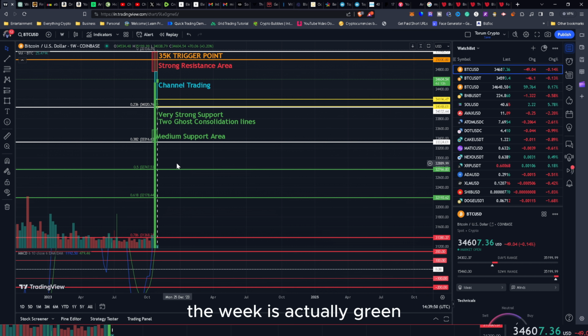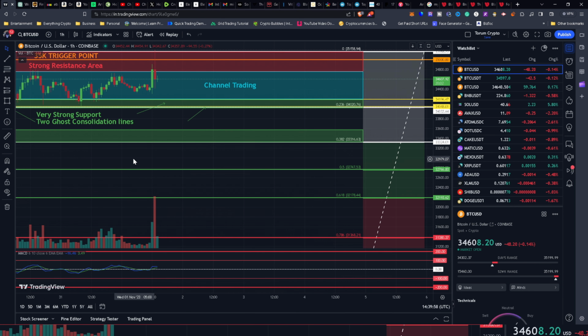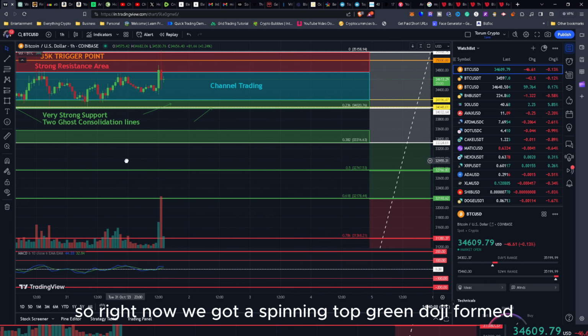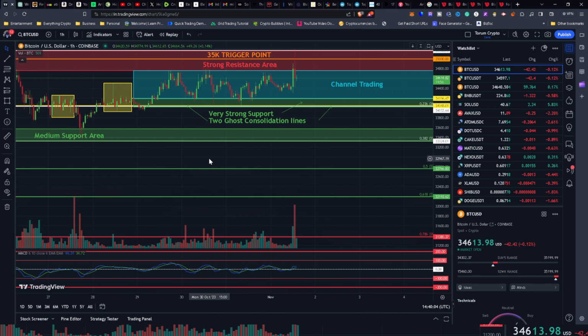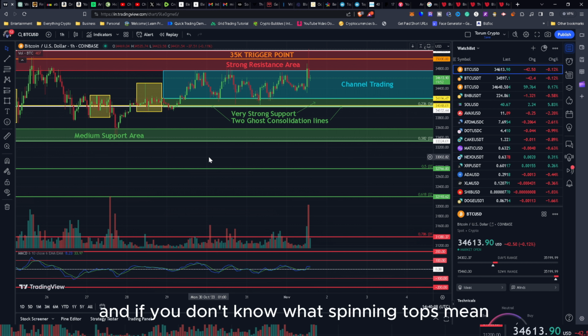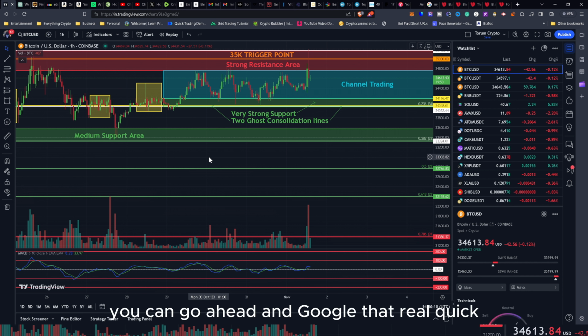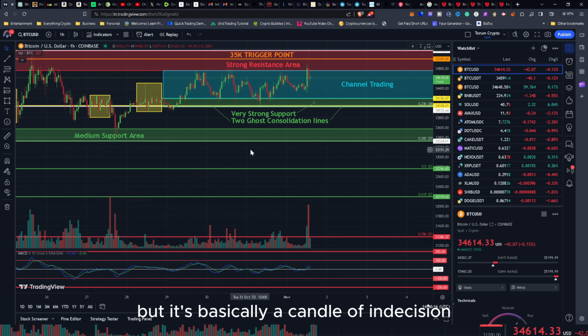The week is actually green. So the day may not stay red. So right now we got a spinning top green doji formed. And if you don't know what spinning tops mean, you can go ahead and Google that real quick. But it's basically a candle of indecision.